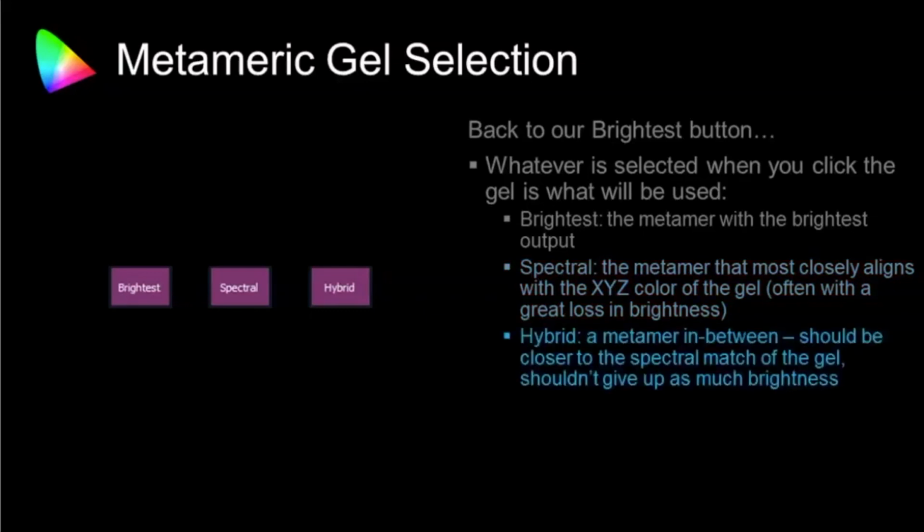Hybrid is somewhere in the middle, right? It picks a metamer that gets you closer to the spectral match than maybe a brightest would, but it also doesn't quite dip you all the way into a full spectral match. So clicking through these is something worth doing.